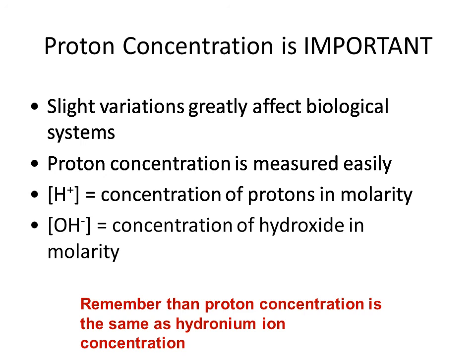Proton concentration is measured quite easily. We have probes we can stick into the soil, probes that we can stick into solution, and immediately report what our proton concentration is. Now, we have a shorthand for writing concentration in molarity, and that is to put brackets around what we're talking about the concentration of. So when I have bracket, proton, bracket, that means the concentration of protons in molarity. If I have bracket, hydroxide, bracket, that means the concentration of hydroxide in molarity.